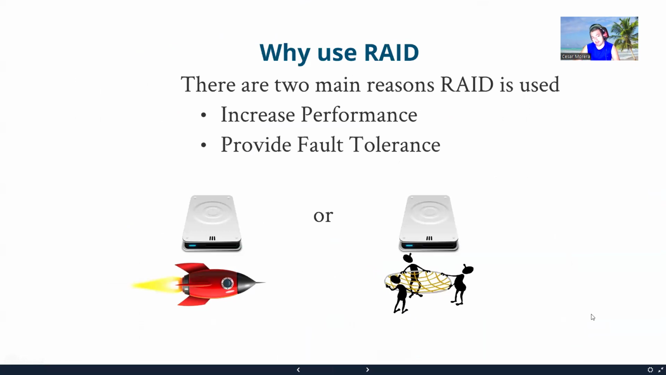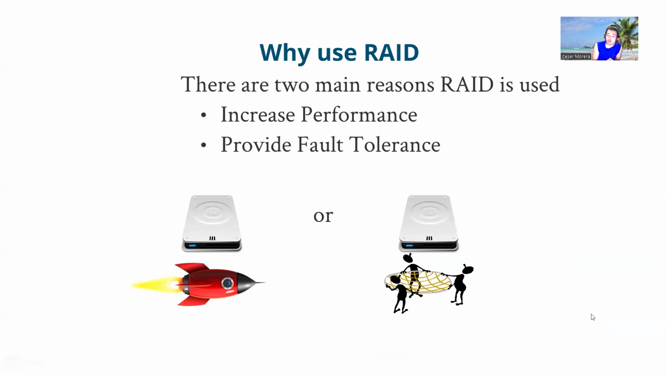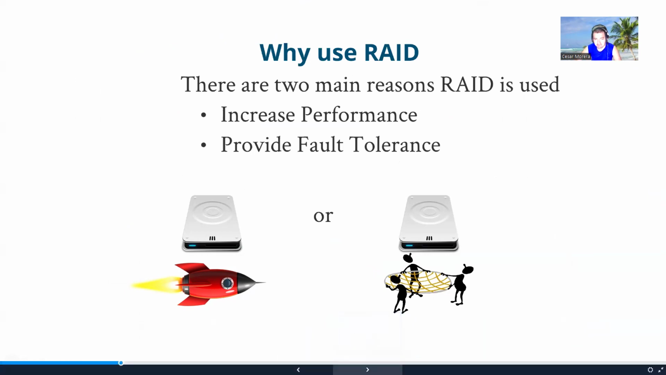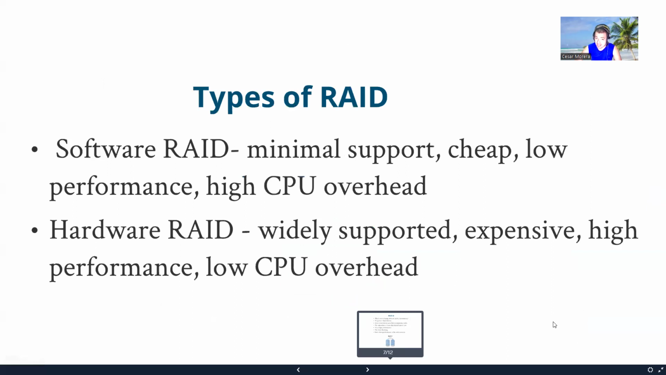Why use RAID? There are two main reasons RAID is used: to increase performance and to provide fault tolerance. Types of RAID: software RAID, minimal support, cheap, low performance, high CPU overhead. Hardware RAID, widely supported, expensive, high performance, low CPU overhead.